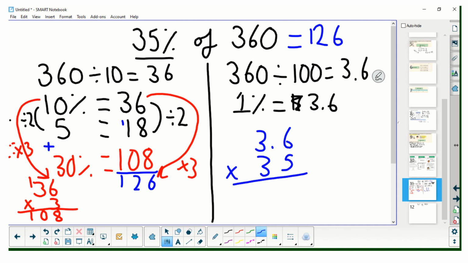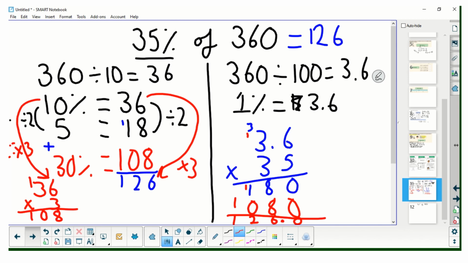So 5 times 6, 15, 18. Now add a 0, 3 times 3 is 9, 10. Add those up. 6, carry my 1, 2. Now what we have to do is remember at the end, we started with one decimal place. So I'm going to add that back in. You can see it's the same answer, it's 126.